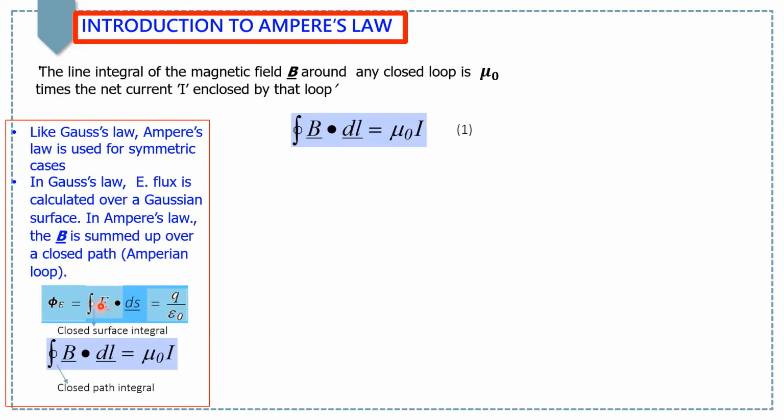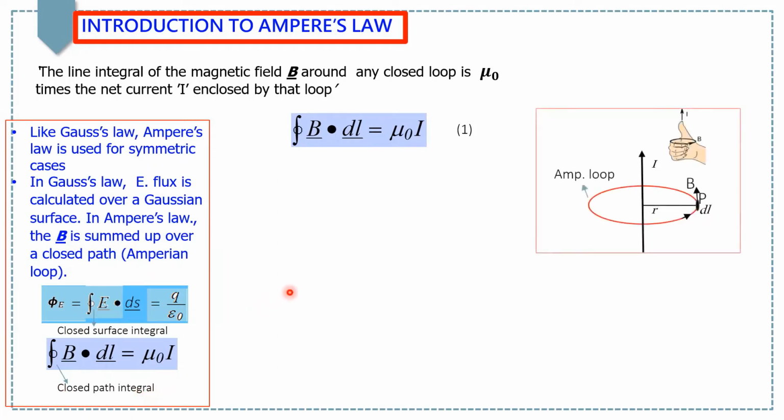Mathematically, Gauss's law is closed integral E dot ds is equal to q over epsilon naught. And mathematically, Ampere's law is closed integral B dot dl is equal to mu naught I. Please remember, in the case of Gauss's law, the closed integral is a closed surface integral. And in the case of Ampere's law, the closed integral is a closed path integral.